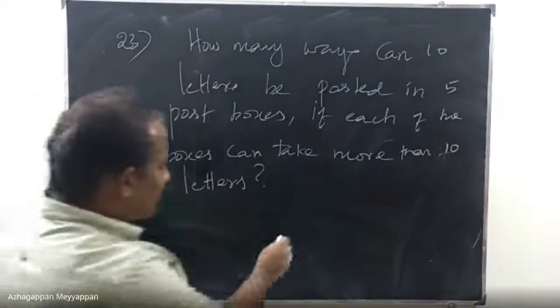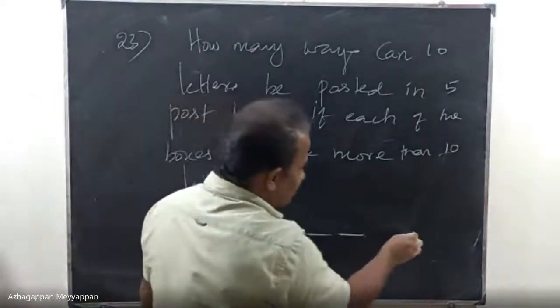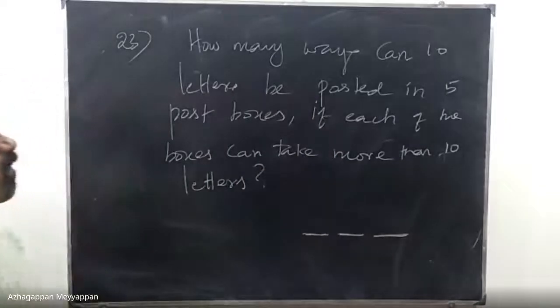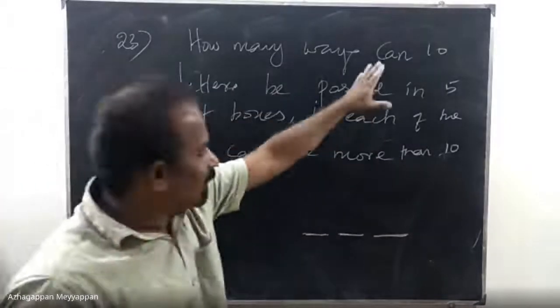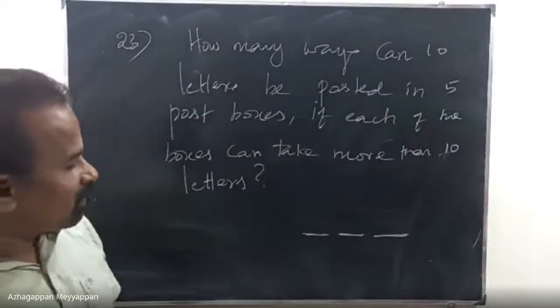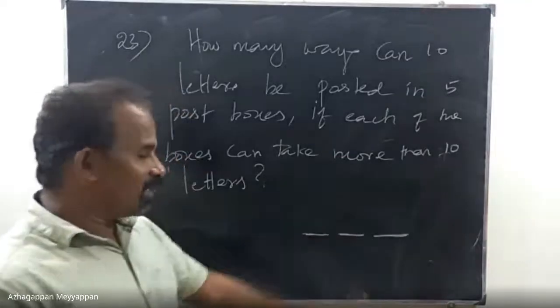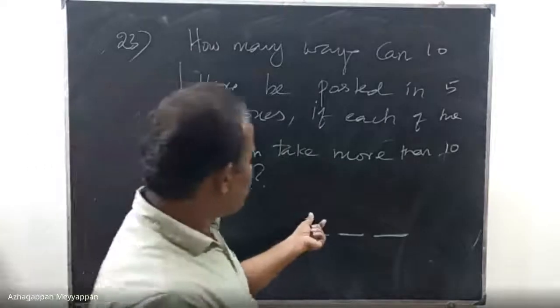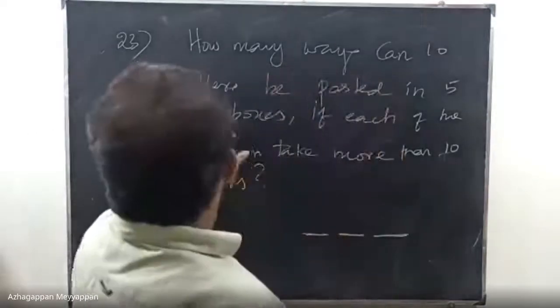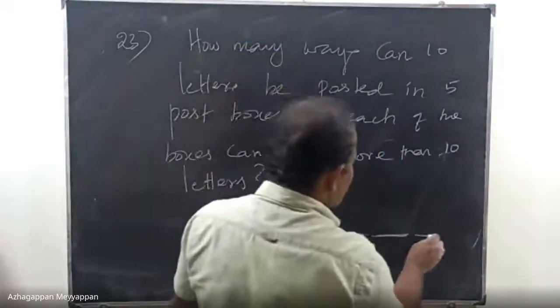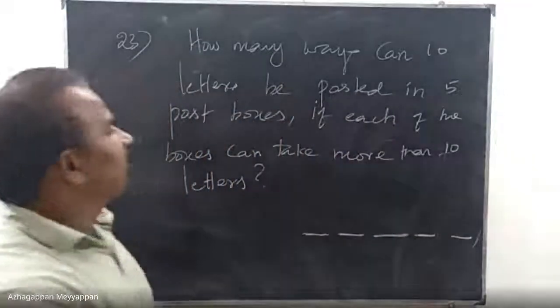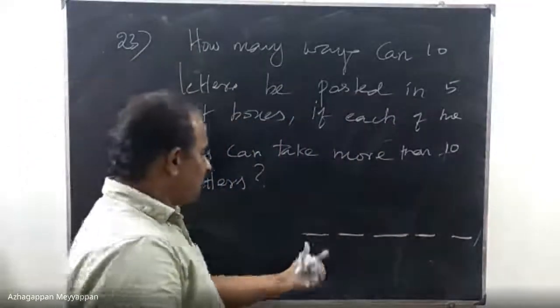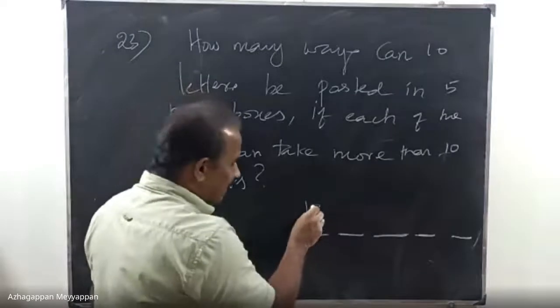So there are 10 letters and there are 5 boxes: 1, 2, 3, 4, 5 boxes. For each letter, how many possibilities? 5 boxes.